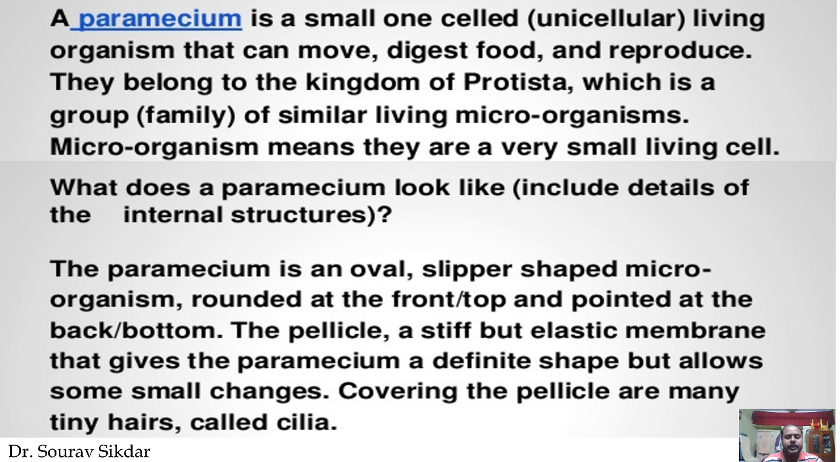Now, the body of the Paramecium may be rounded at the front or top and pointed at the back or bottom. The pellicle is a stiff but elastic membrane that gives the Paramecium a definite shape outside, but allows some small changes. Covering the pellicle, there are many tiny hair-like projections, which are the locomotory organs of Paramecium, called cilia.